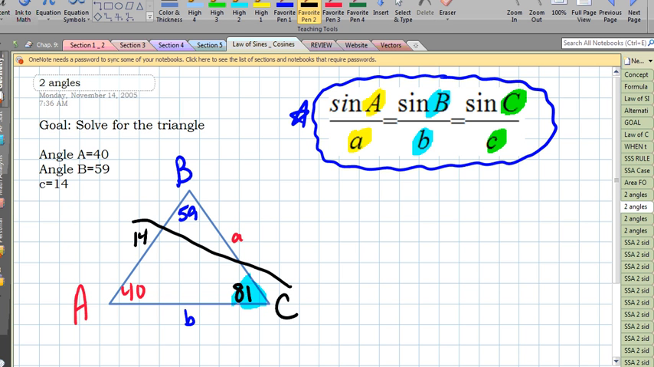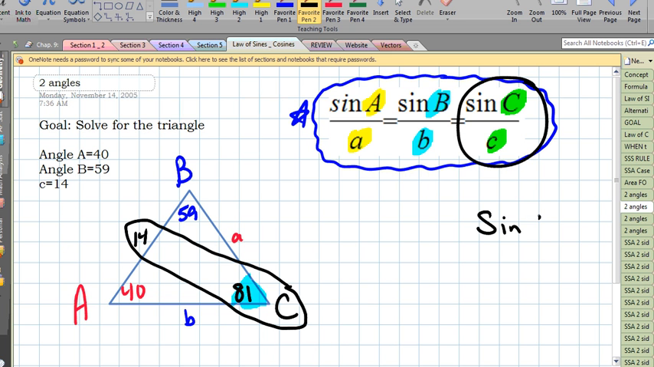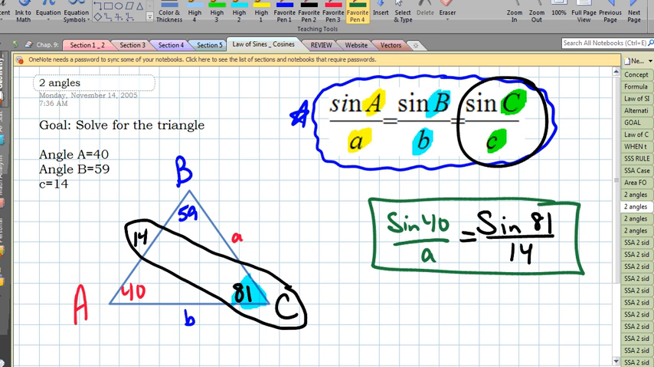So now I'm going to focus on C because I know everything about C. If I write out that ratio here, I know the sine of 81 all over little c is equal to both of these ratios. Well, now, in order to find little a or little b, I just have to pick one. I'm going to pick sine of A. So I know the sine of capital A is 40, and little a, I don't know. So now I have a proportion where I can cross multiply and solve.